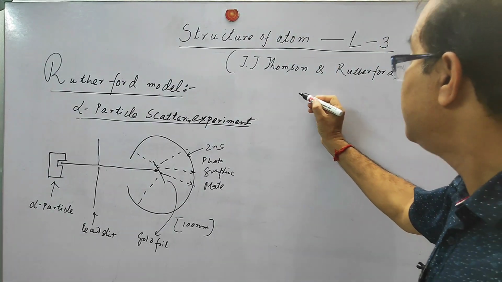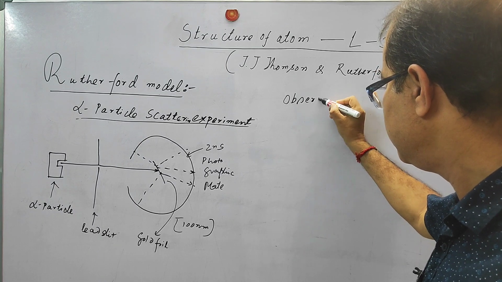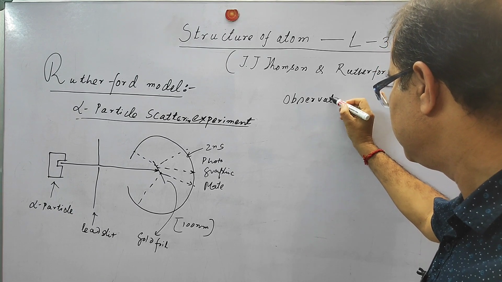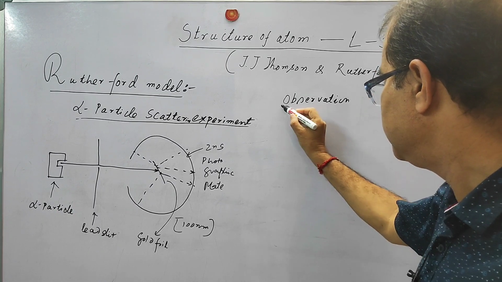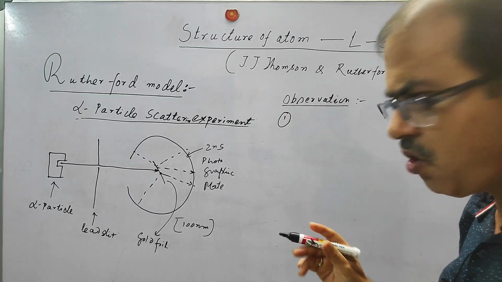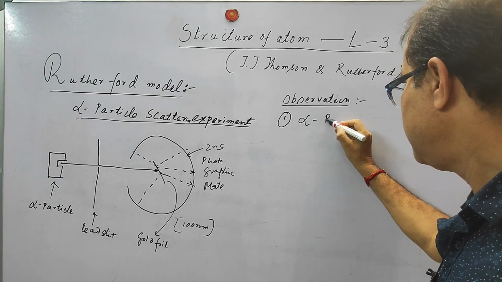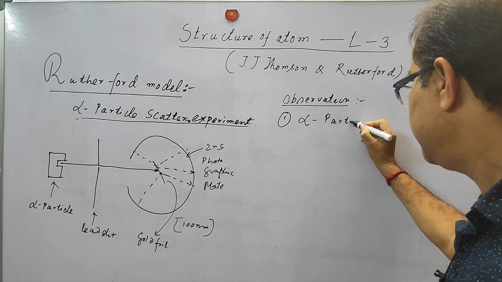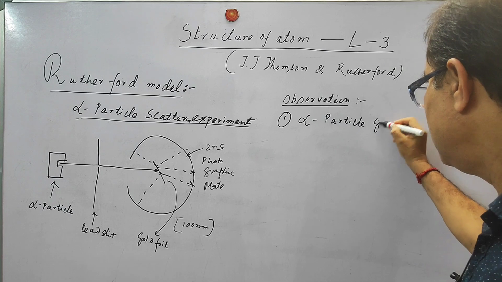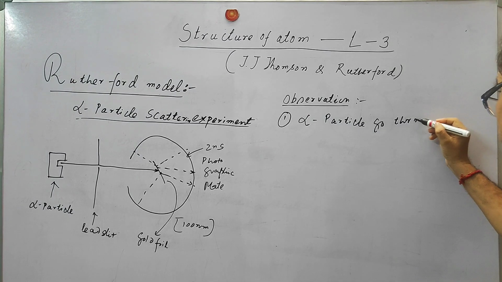So what he observed, let us first write it down. Number one, observation. He observed that all the alpha particles go through the gold foil.